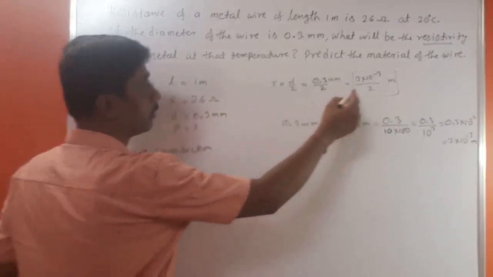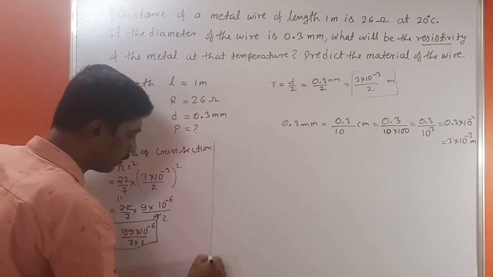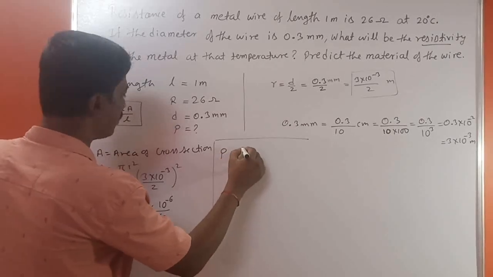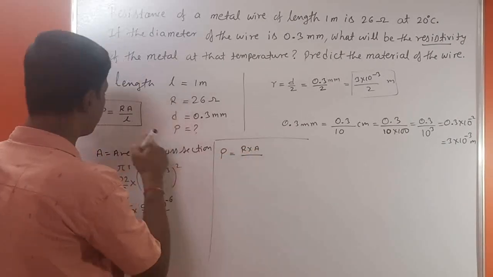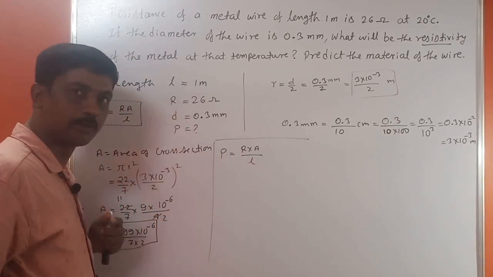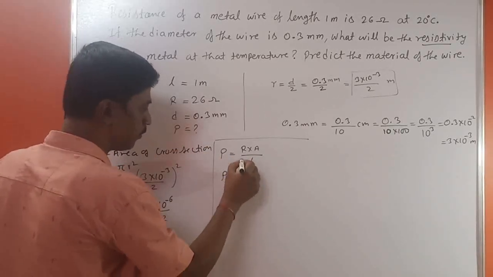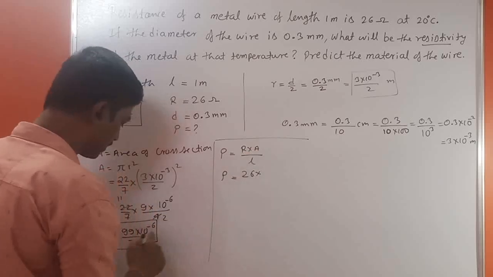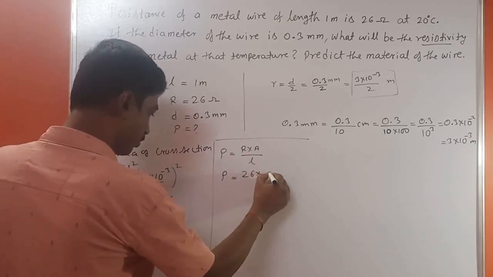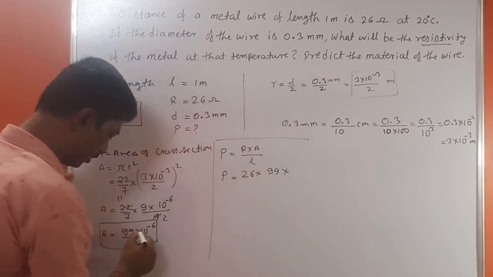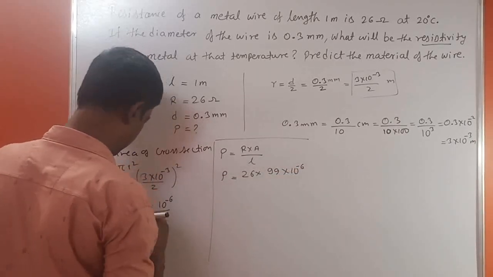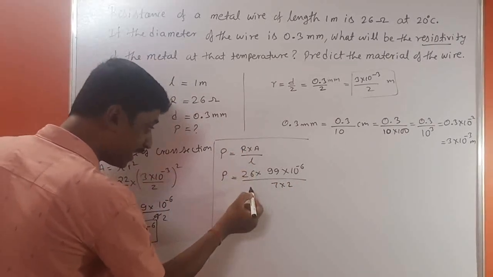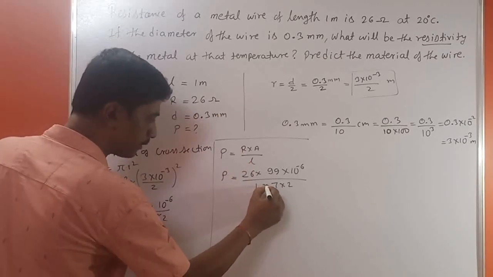I need to calculate the resistivity. So the resistivity is equal to resistance into area of cross section by L. Now the resistivity is equal to resistance, which is 26 ohms, into the area of cross section, that is 99 into 10 to the power of minus 6 by 7 into 2, divided by the length. What is the length? 1 meter. That's it.